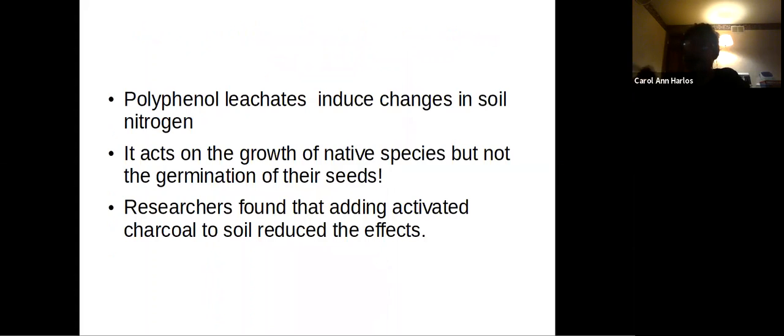It has leachates that induce changes in the soil nitrogen. So this is another way of causing problems for plants. And it acts on the growth of native species, but it allows their seeds to germinate. Okay, interestingly enough, research has shown if you add activated charcoal to the soil, it reduces these effects. This is ongoing research, so keep an eye on it. But I thought that was absolutely fascinating.